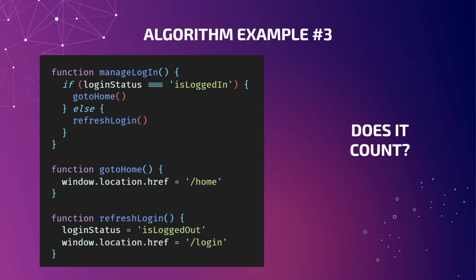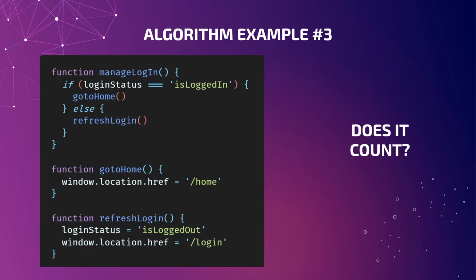All right. So algorithm number 3. Here we have function manage login. We have if login status equals logged in, we have a go to home function as a result, else refresh login. So basically, do you log them in or not? And we see the go to home function as a window location. So it's just setting the screen to a new website, new web page, home. And we have refresh login. We set the login status to be logged out, and we set the page to be login again.